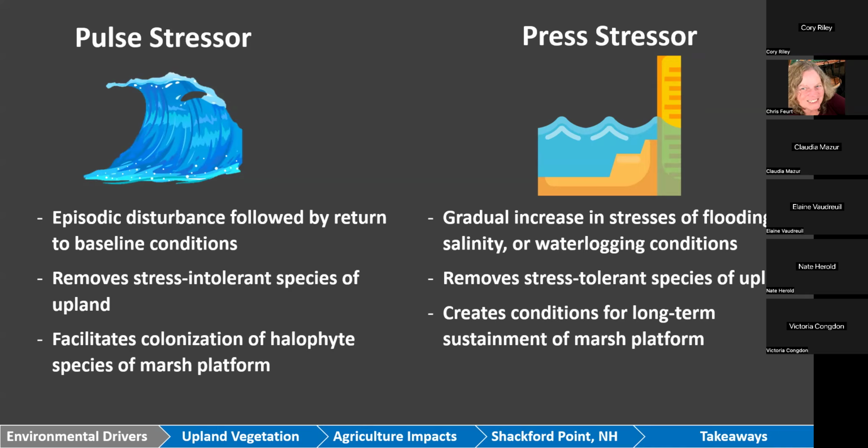Additionally, we can also think of a lot of these stressors as press or gradual stressors. You could think of this as just generally sea level rise over time, where there's a general increase in flooding and salinity and waterlogging over a 5, 10, 20-year time scale. And over time, that removes stress-tolerant species in the uplands, maybe mature trees or even phragmites. It also provides the conditions that support our marsh species.